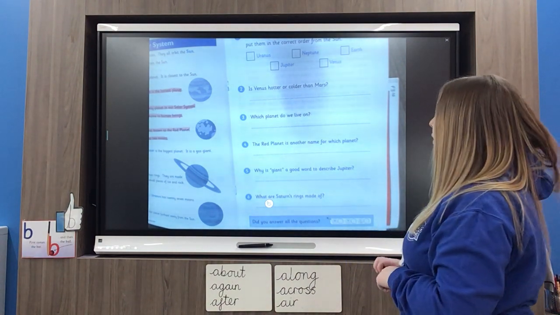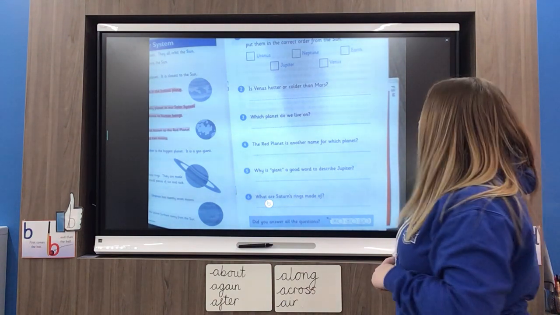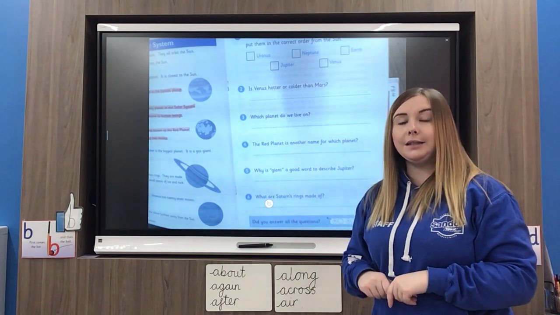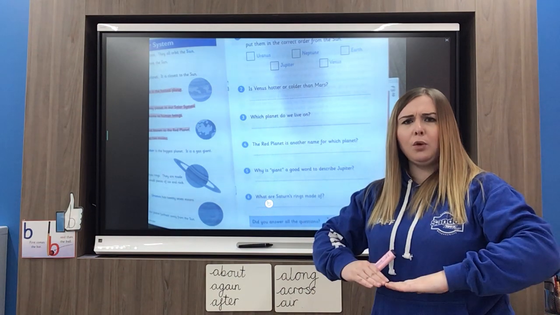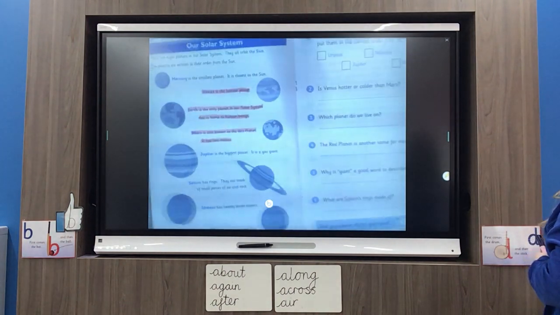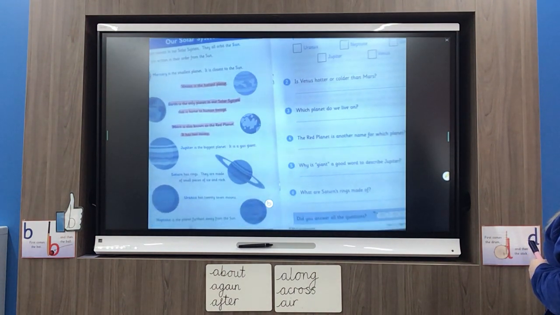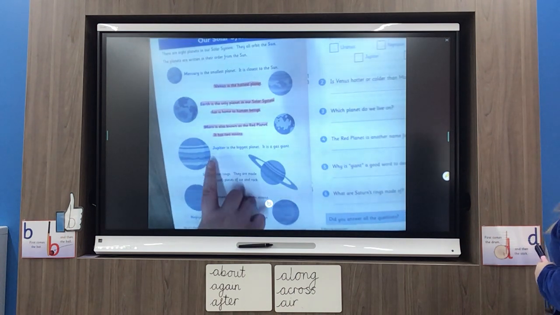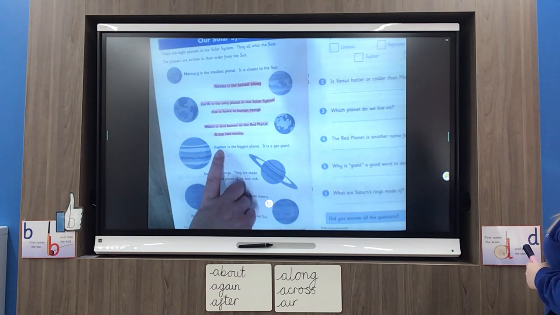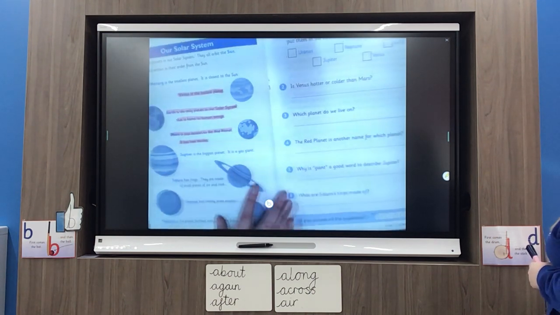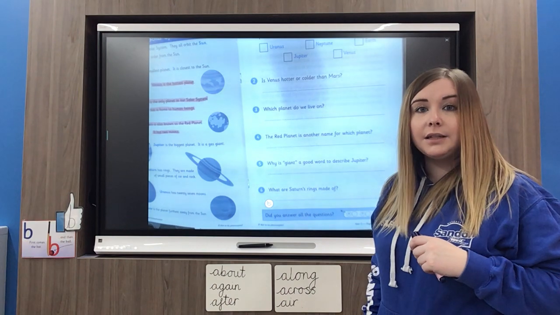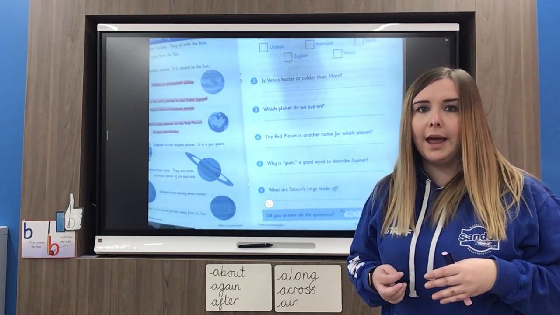Question number 5. Why is giant a good word to describe Jupiter? So let's think about what giant means. Okay, does it mean small or does it mean really big? Have a think, and then let's read the description of giant and Jupiter. So let's find Jupiter. Okay, so Jupiter is the biggest planet. It is a gas giant. So why have we described Jupiter as a giant? Think about those other words that are used to describe it.